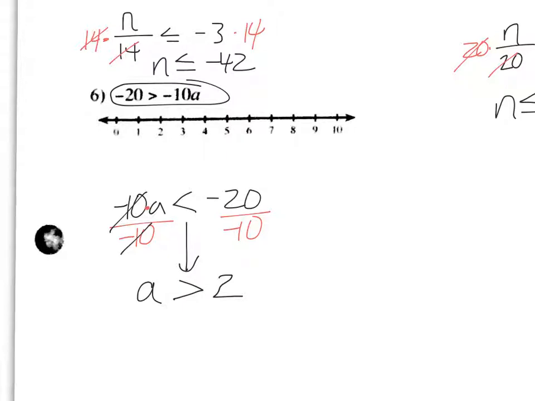Since my variable's on the left here, my arrow's pointing to the right, I know it's going to go to the right. I go to 2, I put an open circle since it's not equal, shade to the right, and put an arrow on the end. So hopefully that gives you a quick review of solving one-step inequalities as well as a review of just solving equations in general. Don't forget the one difference: when you multiply or divide by a negative, you have to flip that inequality symbol.